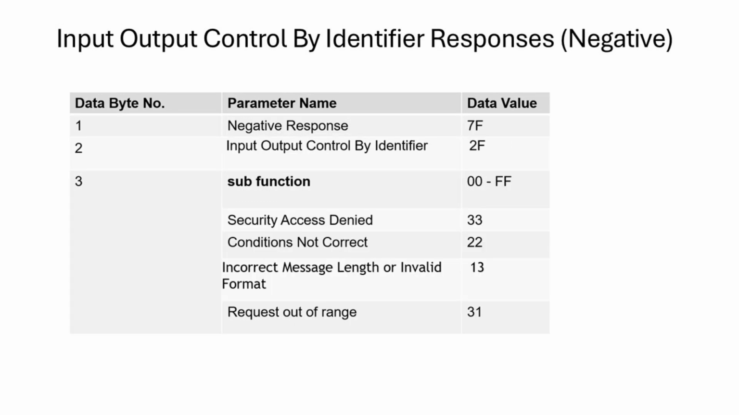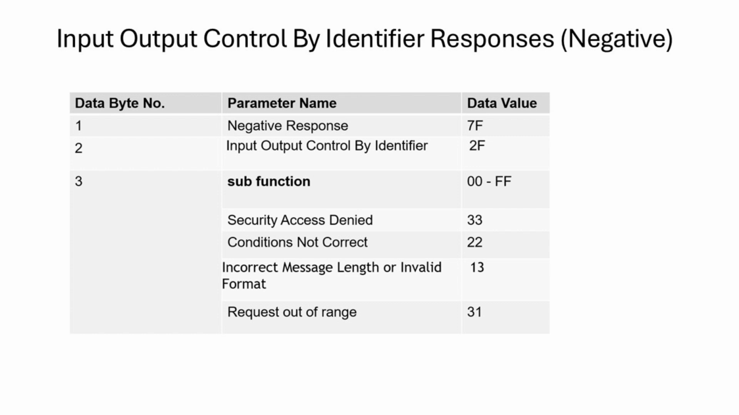And this is the negative response. Security access denied, 33. If you want to write something or control some input output data, there will be security access, so if you have not unlocked the ECU with security access, you get this 33. Then condition not correct. There will be a precondition. For example, you should go to the extended session, and then execute this 2F service. If you're not doing that, then you will get condition not correct.